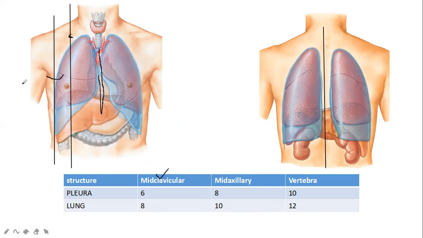So if we're looking laterally, that would be a midpoint there, the mid-axillary line. Then number 3, we have the vertebral line, so posteriorly there. So these are the landmarks that we use.